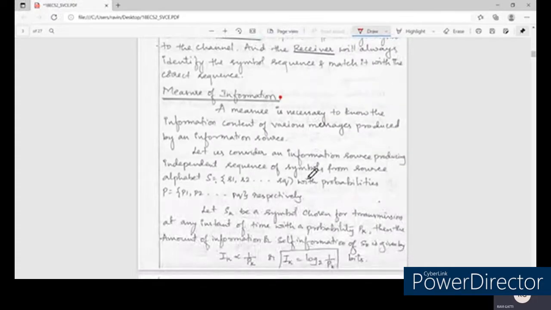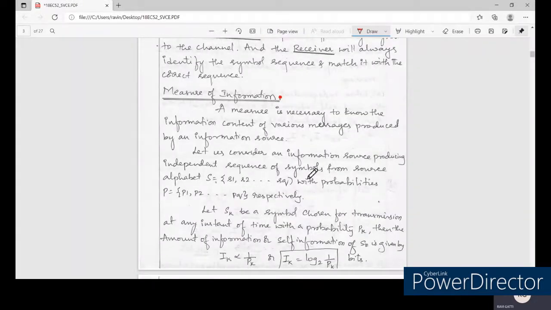Now in today's class we are going to learn one more important concept in information theory and coding, and that concept we call a measure of information. So basically, what do we mean by measure of information? As the name suggests, measure of information is nothing but the amount of information we get from the source. As we discussed in the earlier block diagram, generally the source will produce some finite number of symbols.